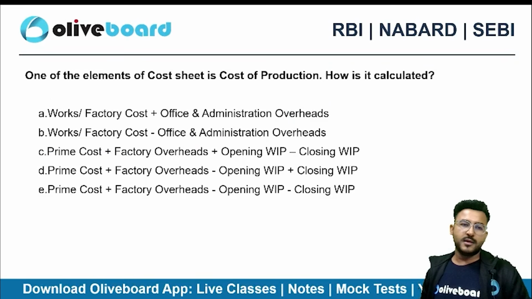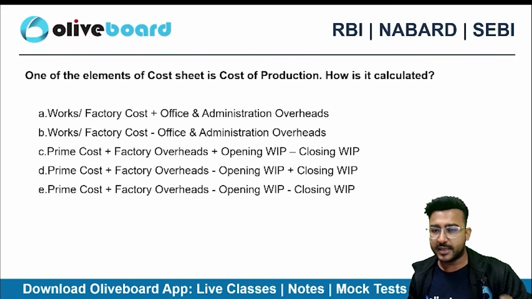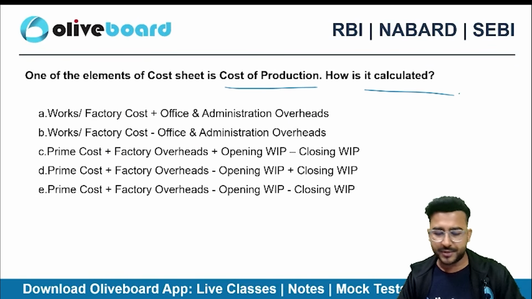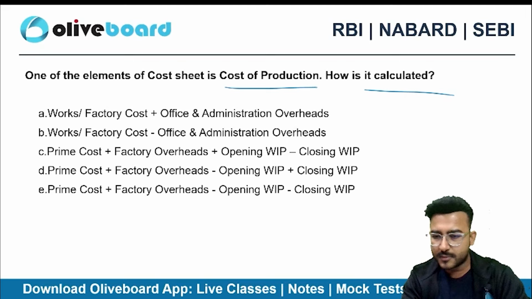Next, one of the elements of the cost sheet is cost of production. Can you tell me how it is calculated? How is cost of production calculated?